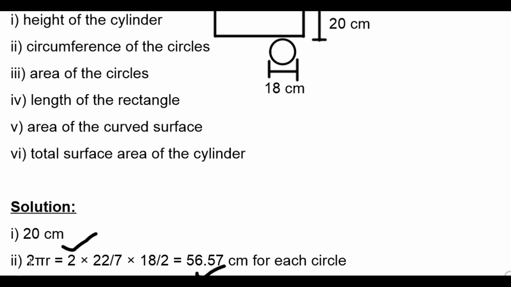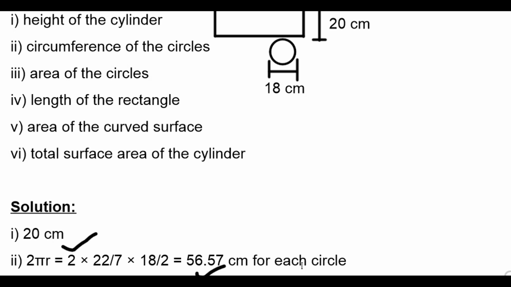The circumference of a circle is given as 2 pi r. So the radius of the circle is what? If you say 18 over 2, we have 9. So 2 pi r, 2 times pi, 22 over 7, times 18 over 2. So this will give us what? 56.57 cm for each of the circles.